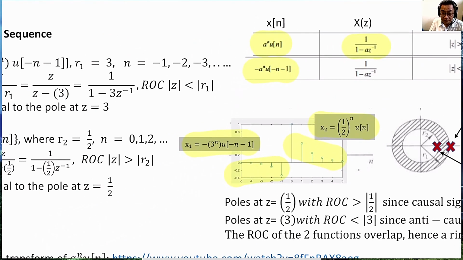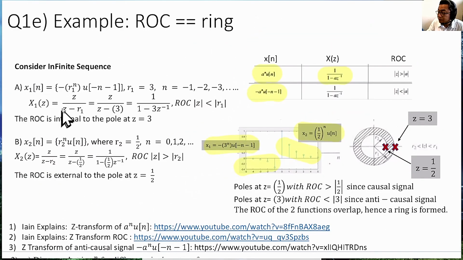Now, let's go ahead and find the z-transform of the sequences. The answer is here. X1 is z over z minus r1, where r1 is 3. This is the z-transform of the anti-causal signal. X2 is the causal signal, where r2 is one half. So X2 is z over z minus one half.